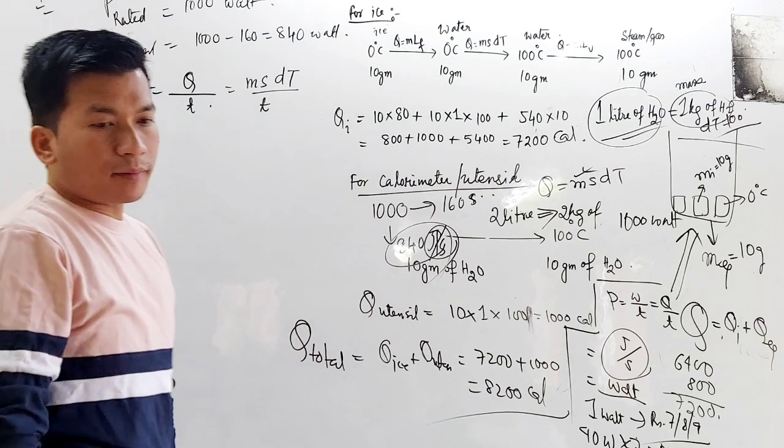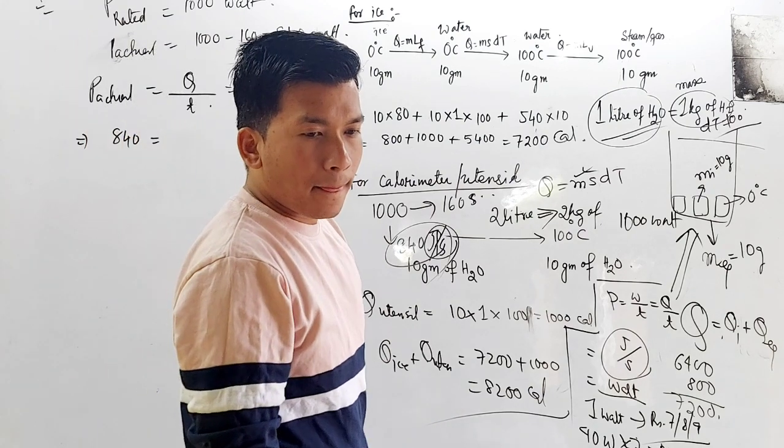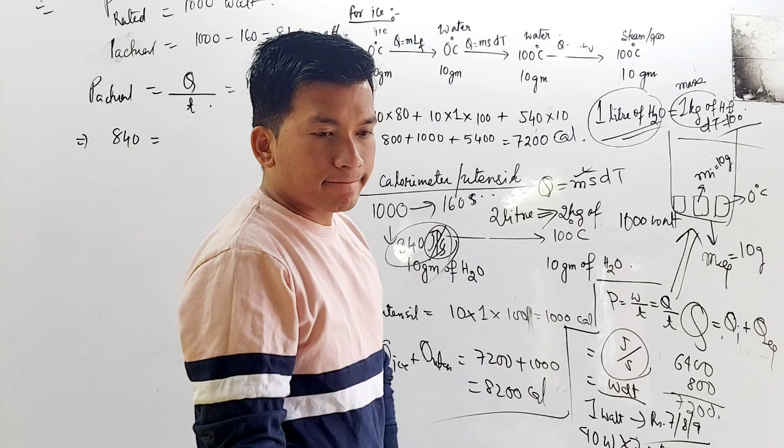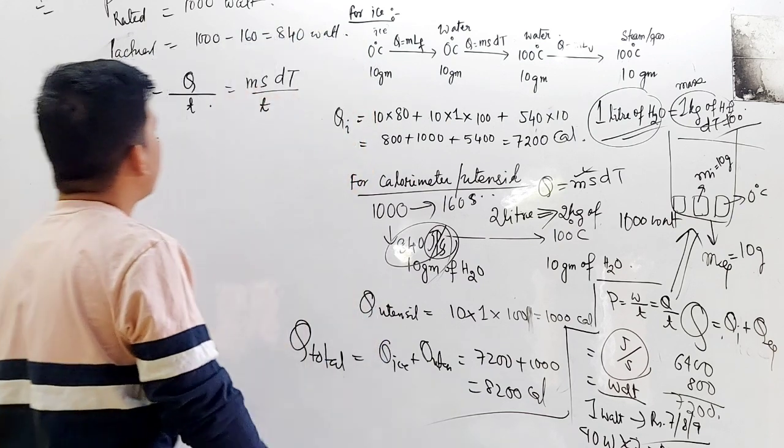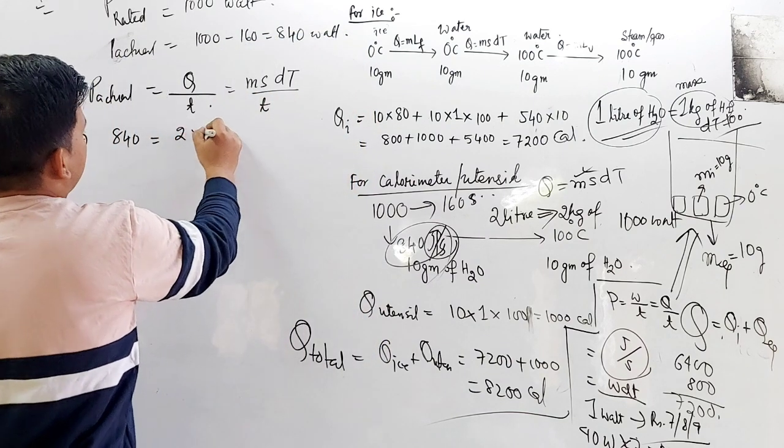What is the mass of the water? 2 liter of water means it will be 2 kg.